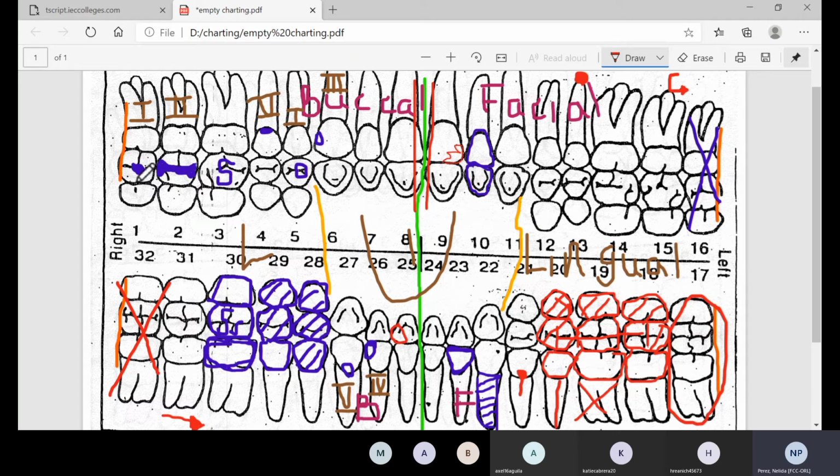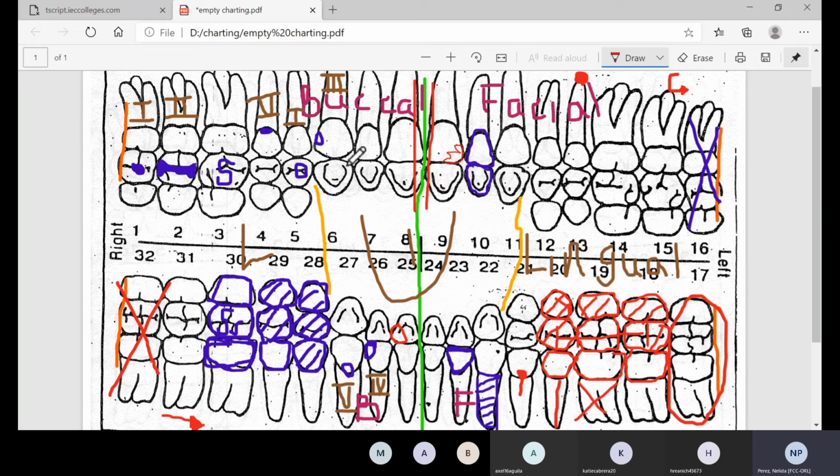Number one has an amalgam filling, okay? And it's on the occlusal. That is considered class 1. Number 2 has an MOD amalgam filling. That is considered a class 2. Number 3 has a sealant. Number 4 has a facial or buccal amalgam filling. That is a class 5. Number 6 has an occlusal composite filling. That is a class 1.